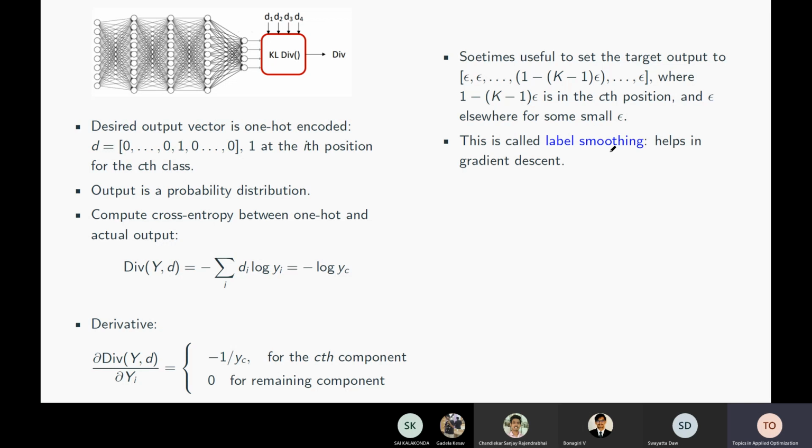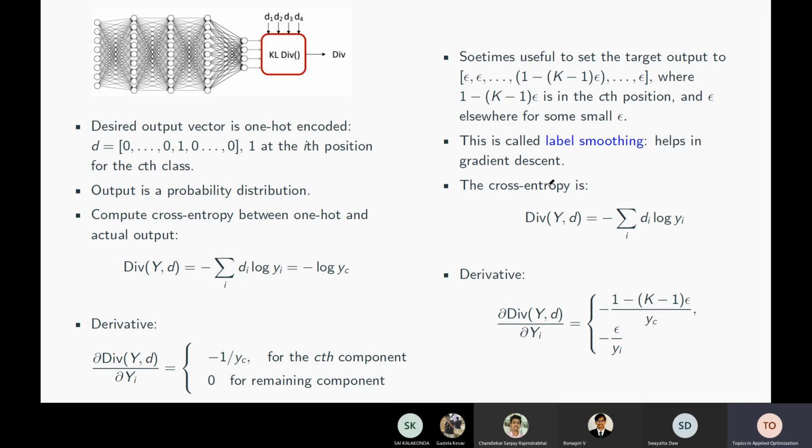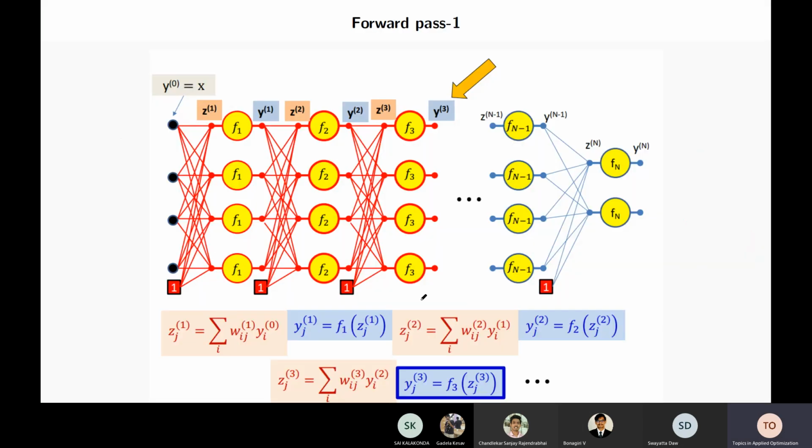Let me skip the label smoothing part. It does help in gradient descent, but I will skip it. There are reasons why it helps in the gradient descent method, but let us skip this for the moment. Let me go to the main part. So what was the main part?